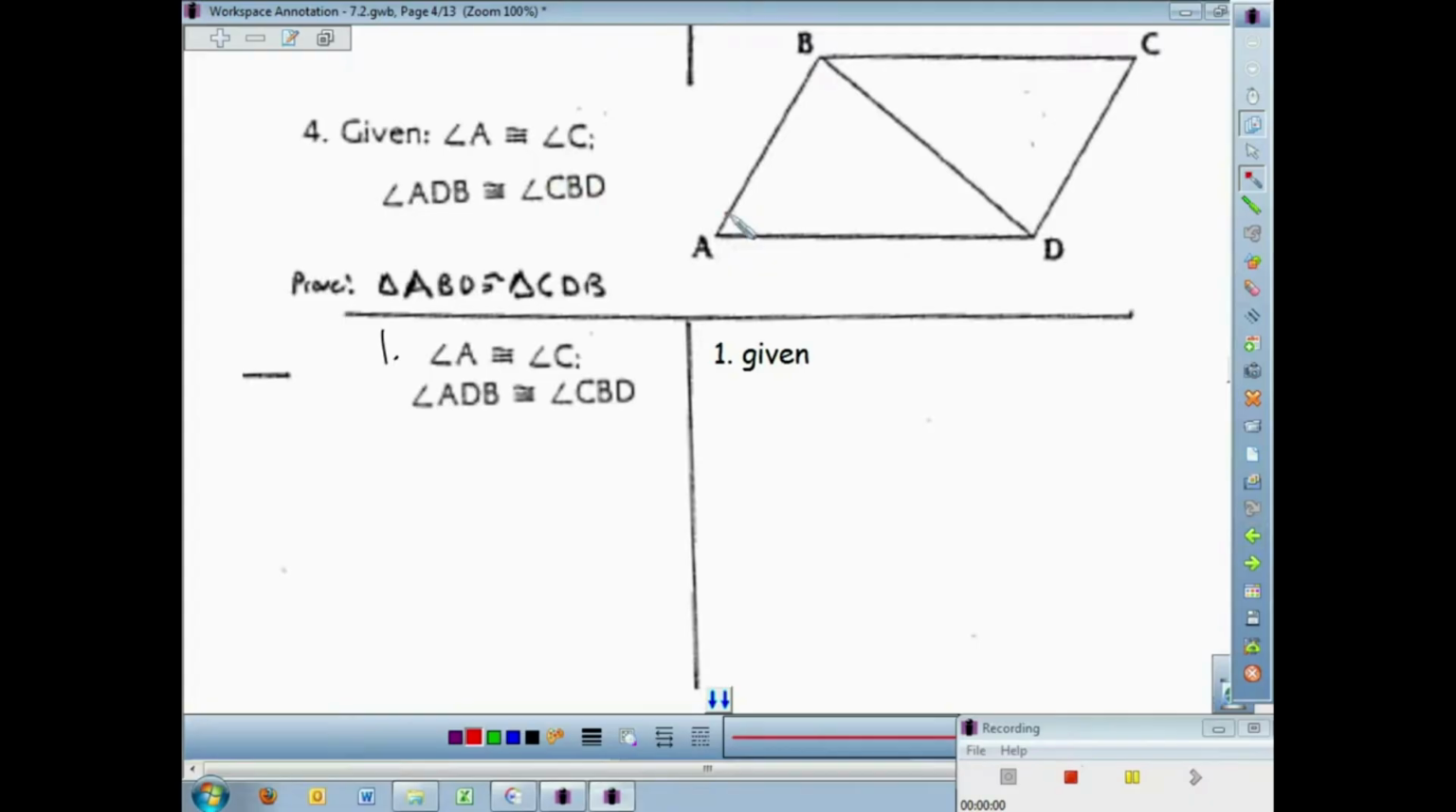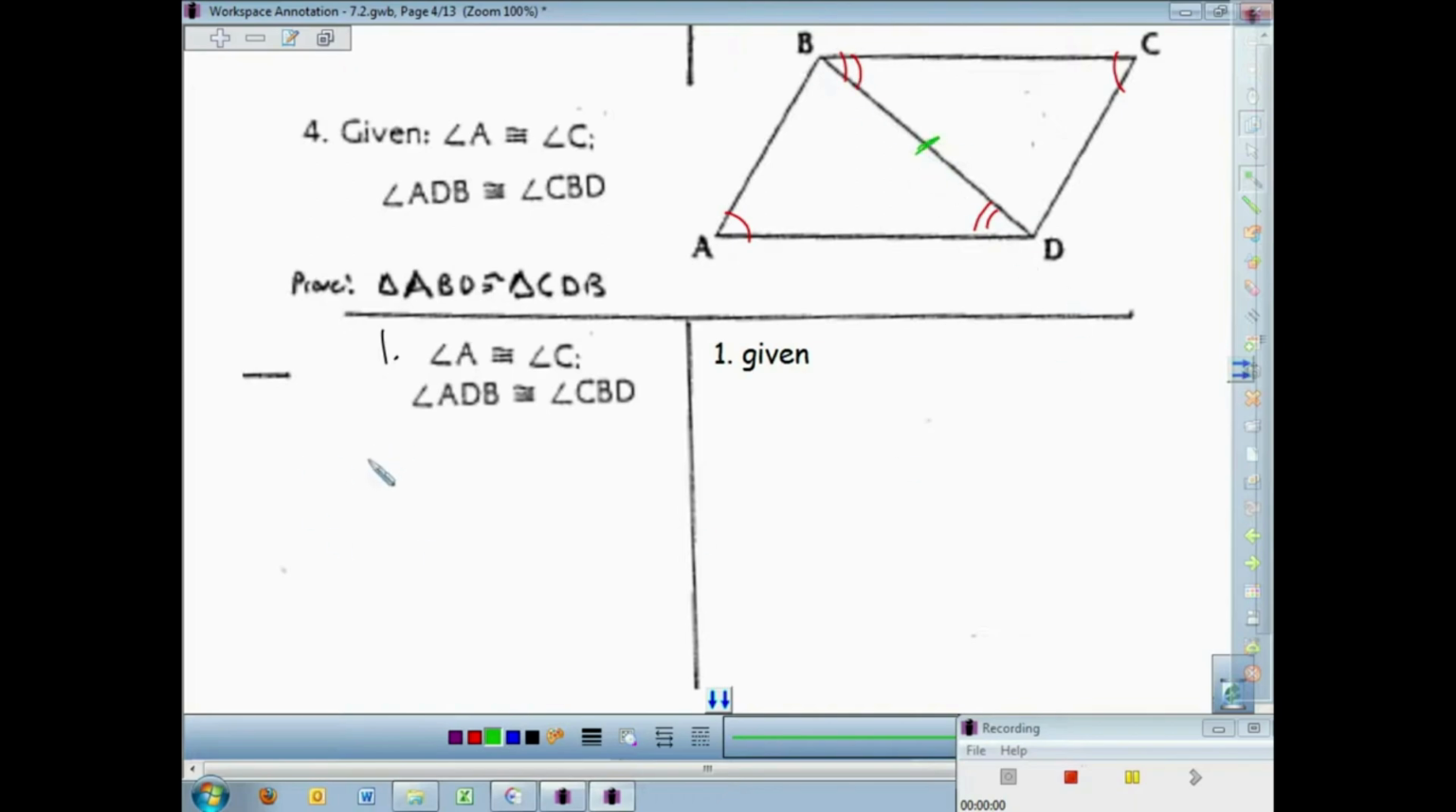Given angle A is congruent to angle C, and angle ADB, that's this bad boy right here, double arc mark, is congruent to angle CBD. So that's what they give me. Do I have enough information? No. I got 2 angles. I need some sides, so I'll go through the checklist. Is there a shared side between the two triangles? Oh yeah, baby. This side right here, segment BD, is shared.